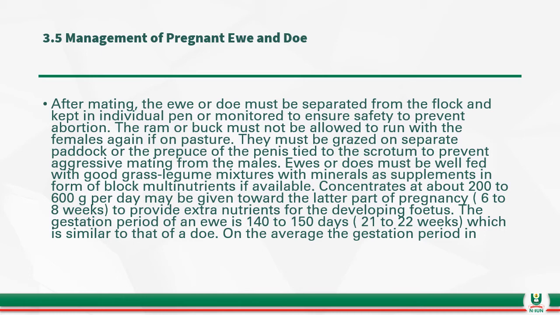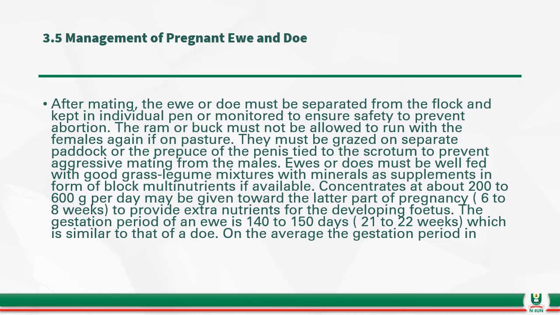Ewes or does must be well fed with good grass-legume mixtures. They must be well fed with minerals and supplements in the form of multinutrient blocks if available. Concentrates at about 200 to 600 grams per day may be given towards the later part of pregnancy, 6 to 8 weeks, to provide extra nutrients for the developing fetus.